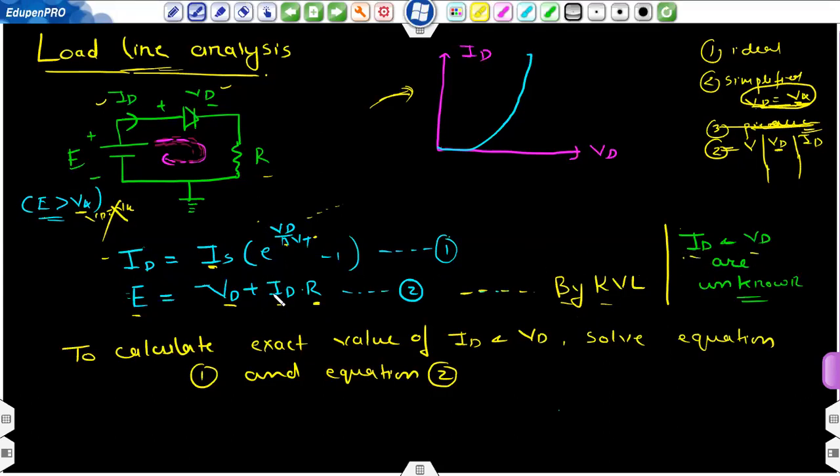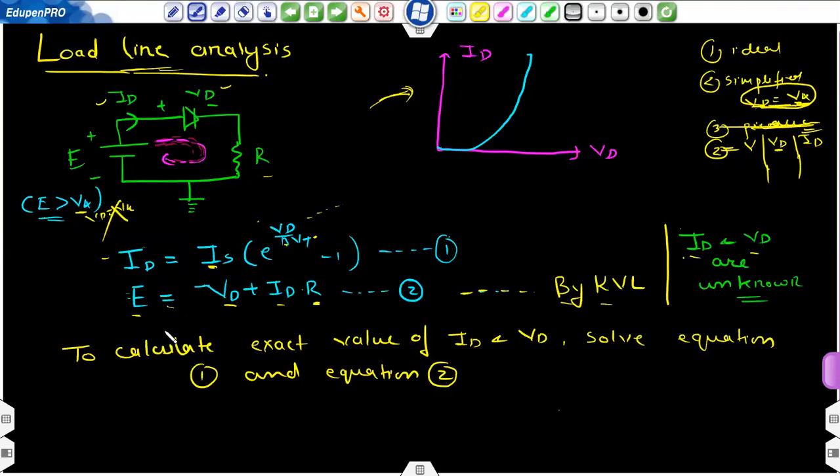You can see that one is a linear equation and the other is an exponential equation. It is not that easy to solve these two equations. You have to rearrange the equation, bring Vd to the left hand side and the remaining terms to the right hand side. Then you have to substitute Vd. Then you will have Id equal to Is, with again Is on the numerator side, and e raised to power again some Id. So you have to solve this equation, and it is not that easy.